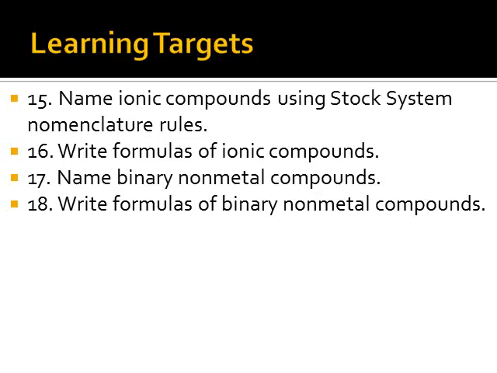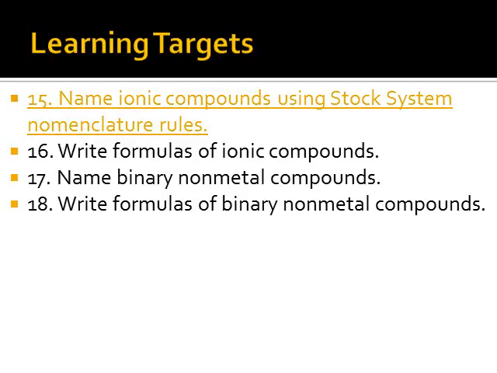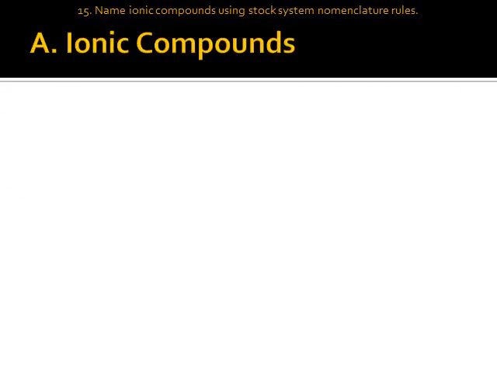Here are the learning targets for this video, and you can see they all center around naming compounds and writing the formulas for compounds. First of which, we want to be able to name ionic compounds using what is called the Stock system nomenclature rules. The Stock system was simply developed by a scientist by the name of Stock, so that's what's called the Stock system. So the Stock system deals with ionic compounds.